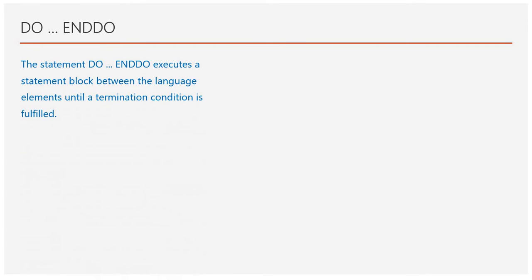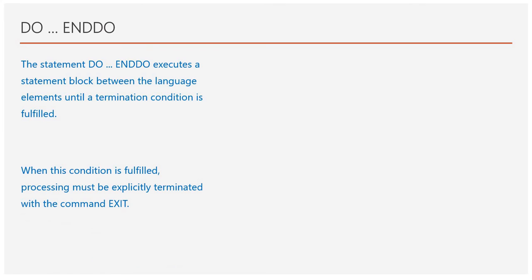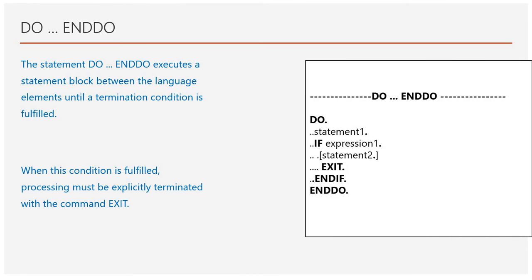First I'll be talking about DO and ENDDO. The statement DO and ENDDO executes a statement block between the language elements until a termination condition is fulfilled. When this condition is fulfilled, processing must be explicitly terminated with the command EXIT. Let me explain with the syntax.